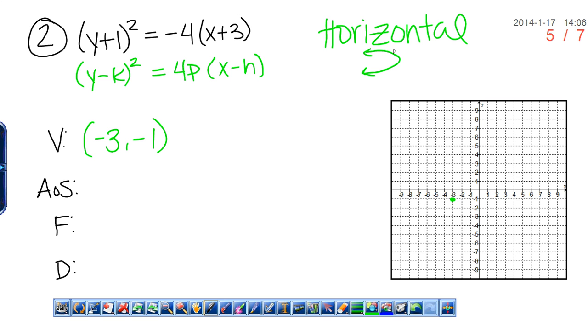Okay. Think about this little picture you drew, right? That's why I draw it. Because if you just plot one point, you don't know how the axis of symmetry has to go. But if you kind of look up here, your axis of symmetry has to go horizontally, right? So what would the equation of your axis of symmetry be? Y equals negative 1.